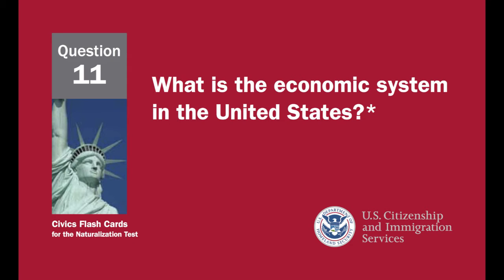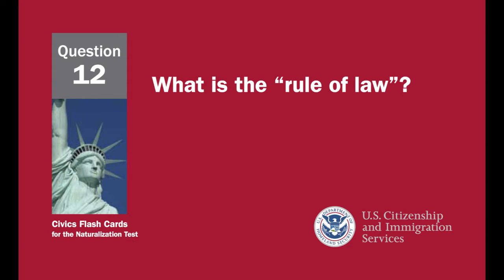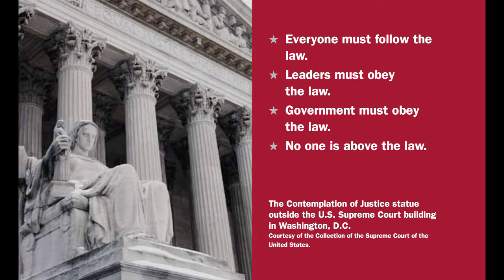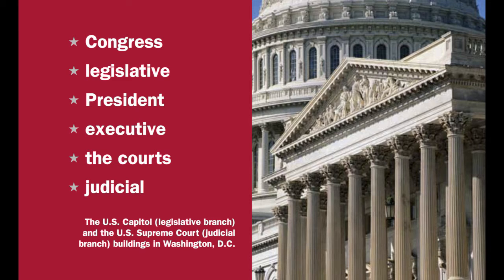What is the economic system in the United States? Capitalist economy, market economy. What is the rule of law? Everyone must follow the law. Leaders must obey the law. Government must obey the law. No one is above the law. Name one branch or part of the government. Congress, legislative, president, executive, the courts, judicial.